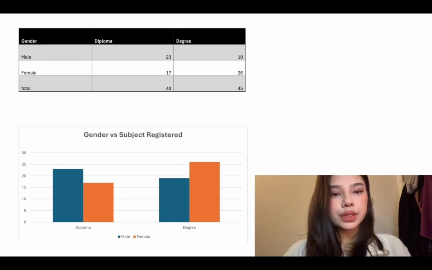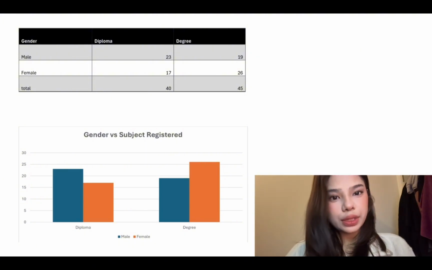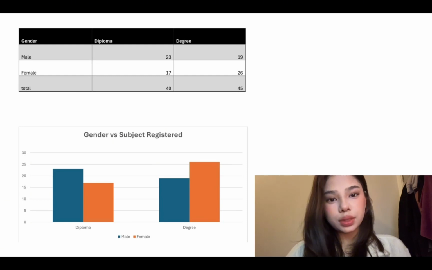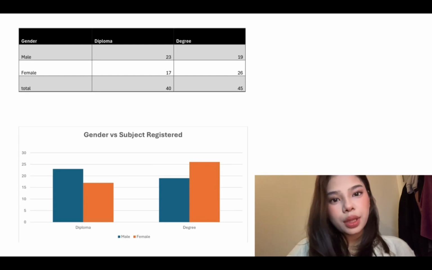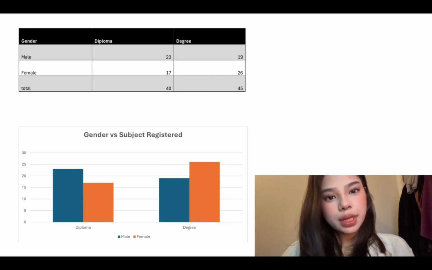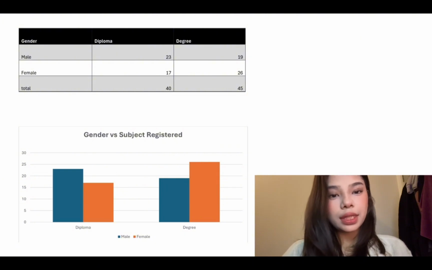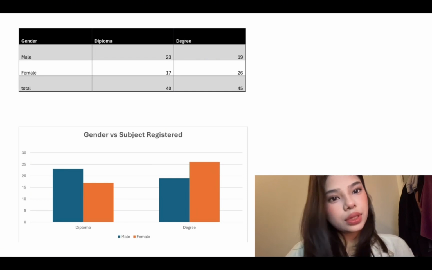This graph shows the number of female and male students in diploma and degree programs. There are 40 male students and 45 female students in total. For male students, more are studying in diploma programs, which is 23 students compared to 19 in degree. For female students, more are studying in degree programs, which is 26 students compared to 17 in diploma. So this shows that female students are more likely to pursue degree studies, while male students are more focused on diploma programs.